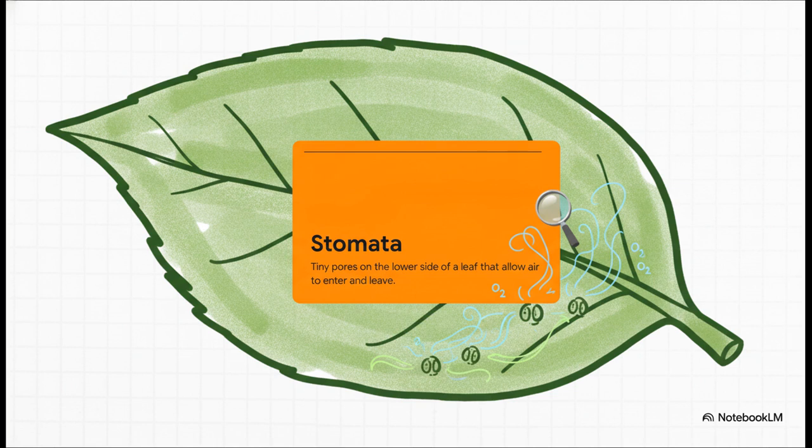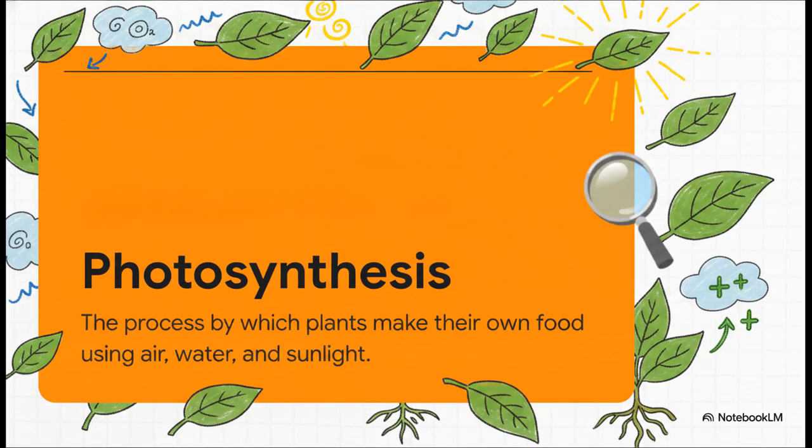Stomata are basically the lungs of the plant. They actively open and close, allowing air to enter and leave, which is literally how the plant breathes. And well, breathing is absolutely crucial for the leaf's main gig. Leaves are the ultimate food factories, the kitchens of the natural world.